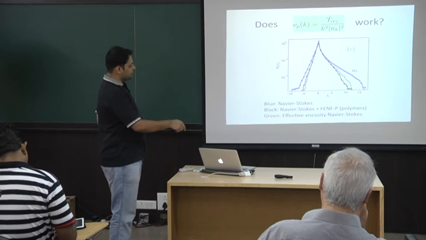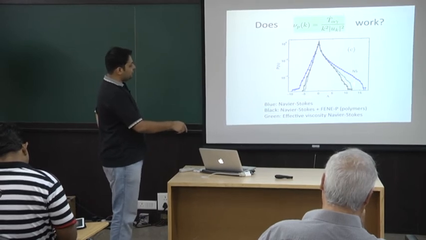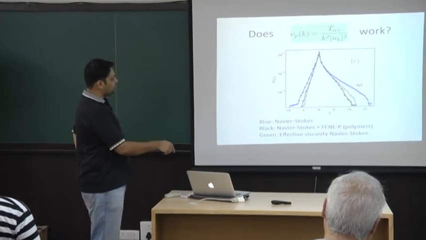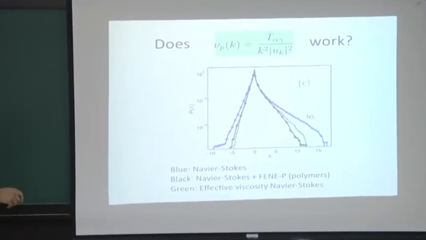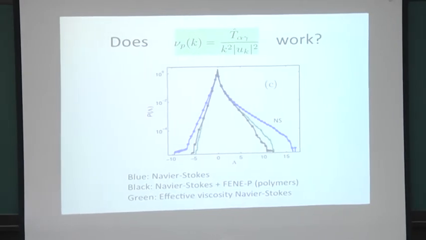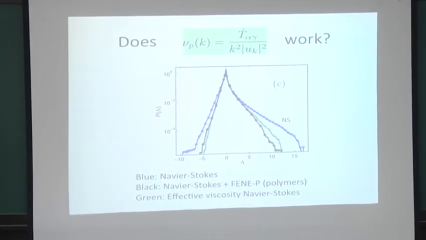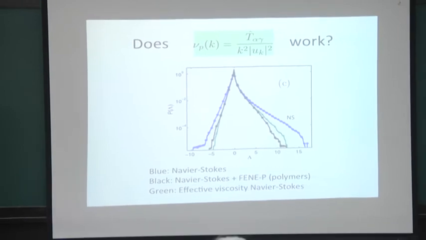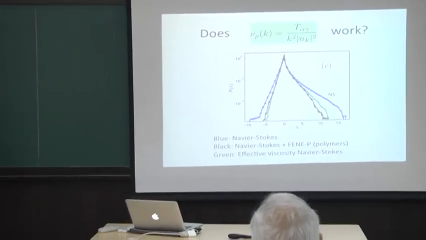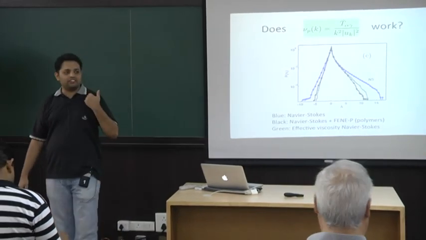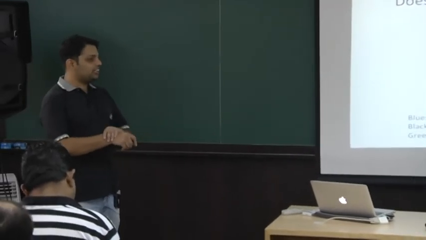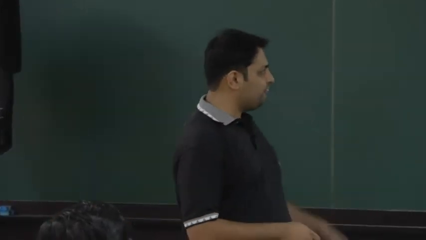So again, this is the Navier-Stokes, the black one is Navier-Stokes plus polymer, and the green curve is with the effective viscosity. So with this effective viscosity picture, at least in 2D, not only are we able to get how the energy transfer is taking place, but we are also able to get how the small scale structures are modified, which is a higher order statistic. Okay, and we have also looked at things like flatness and other things which also match.